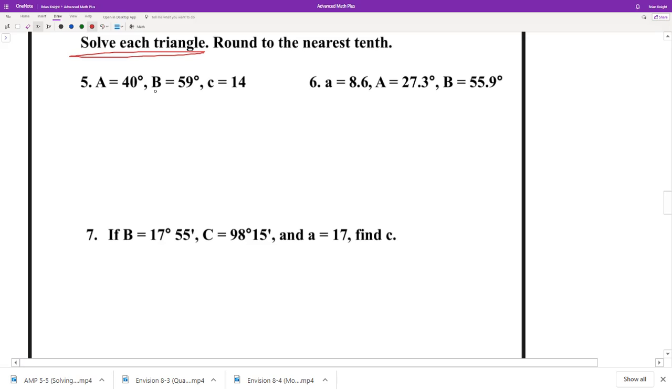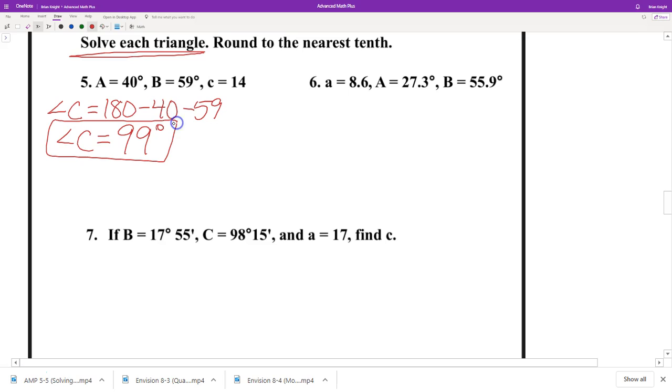What do y'all want to find first? The other angle. I'm all with that. So, angle C: how many degrees are there in a triangle? 180 minus 40 minus 59. Those are the other two angles we have. What would that be, 71? I don't know. That's what, 99? So that'd be 81, huh? 180 minus 99? 81. That's why you show your work.